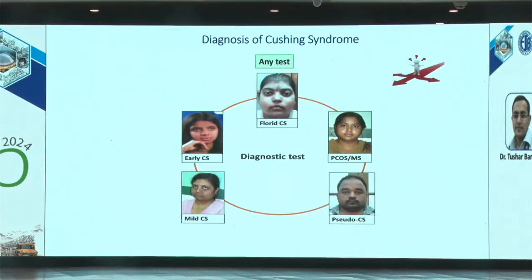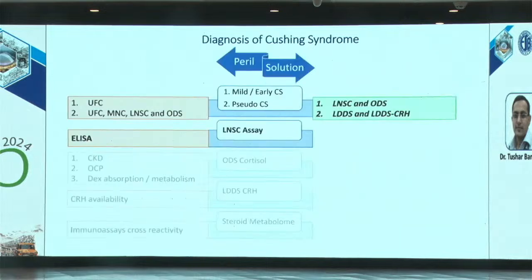So when you look at the diagnosis of Cushing syndrome, if you have a florid Cushing's, you can do any test and you will be positive. If you look at early or mild Cushing's, then you have to look at LNSC or ODS cortisols. In PCOS or metabolic syndrome, you have to look at ODS or LDDS, and in pseudo-Cushing's, LDDS is the better test. You add on CRH to it, then it's going to be beneficial. So that's what we are going to talk about.